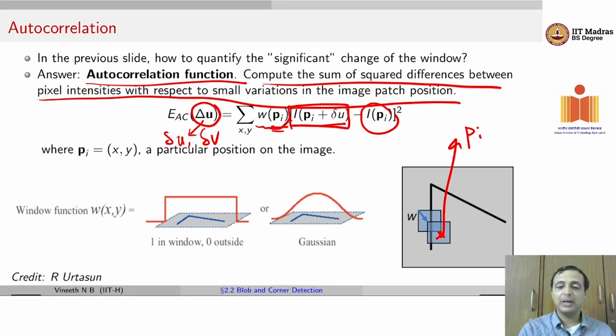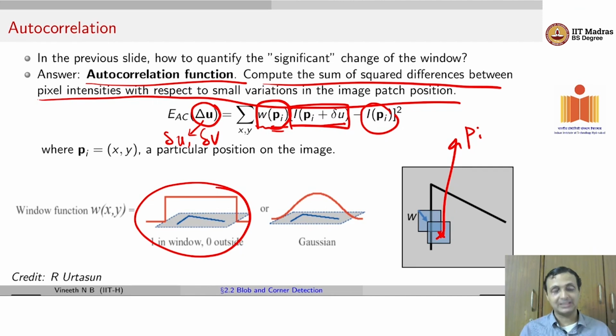About this function, W of pi is a function that tells you how much weight you want to give to each particular point in that patch. Maybe for the central pixel, you want to give more weight. For a pixel at the periphery of that square, of that blue square that you have, you may want to weight it a little lesser. So you could have a fixed weight for all points in that square, or you could have a Gaussian which defines W of pi, where you weight the central pixel more and the pixels at the periphery a little lesser. We define this as autocorrelation.